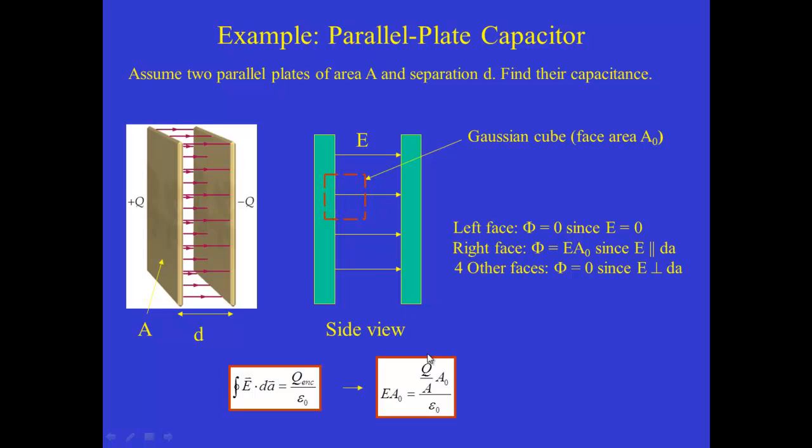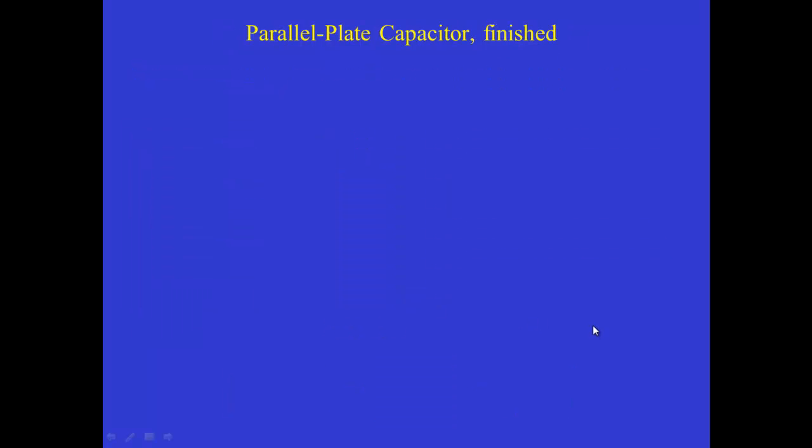So if there's a total charge Q and an area A for the conductor, Q over A is the surface charge density, charge per unit area. And then we multiply by the smaller face area of the Gaussian cube to give us Q over A times A0. We see that the A0 terms drop out, and we find that E is Q over A times epsilon 0. The next step then is to use this expression to find the electric potential difference between the two plates.